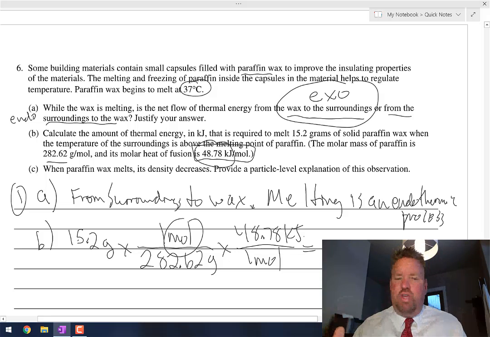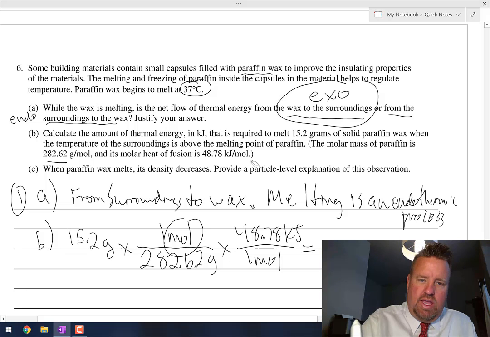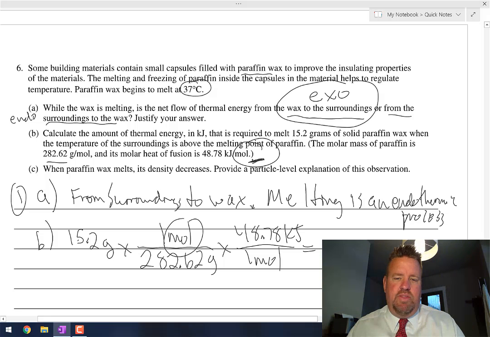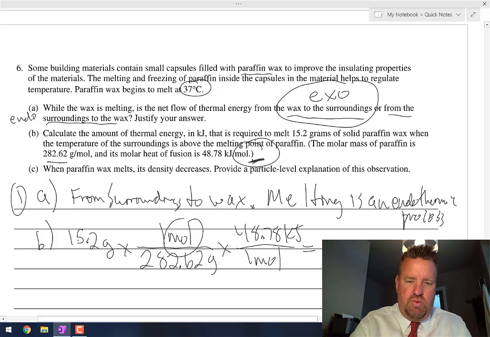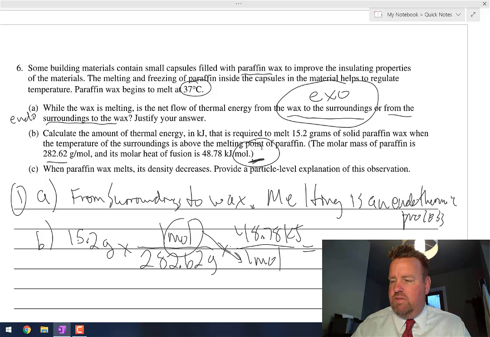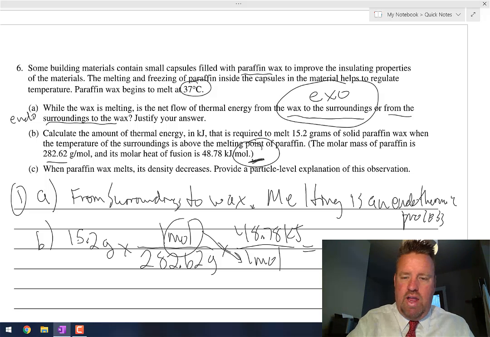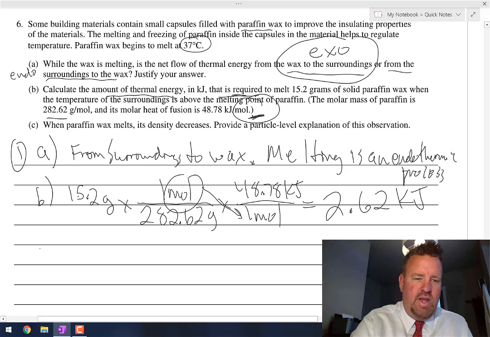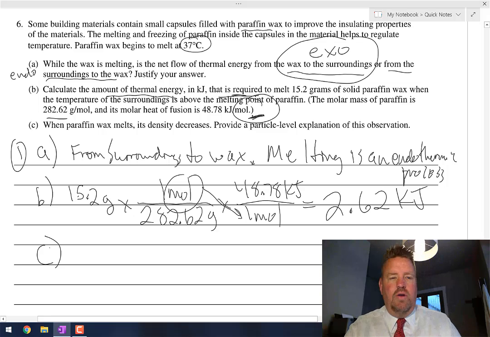There is no reaction here. Notice they don't say kilojoules per mole of reaction at this point right here. And so that's not something that we need to concern ourselves with. If we did, between here and here, we would switch from moles of paraffin to moles of reaction, but there is no overall reaction. It's just something that's melting. Okay, so we divide, multiply, we get 2.62 kilojoules as the final answer there. And again, they're talking about the amount of thermal energy that is required, so they're not talking about a positive or a negative number. They know the heat is required.